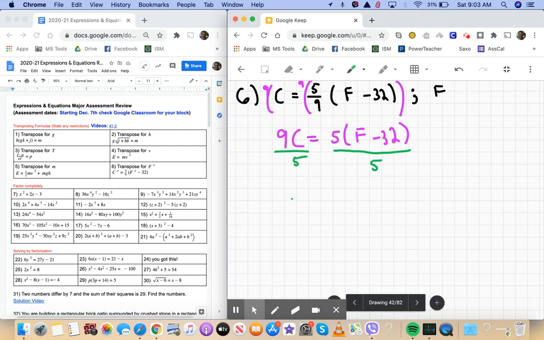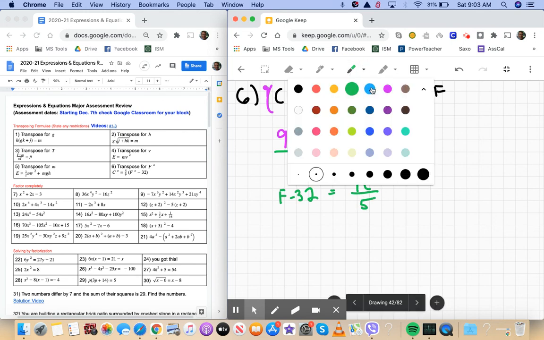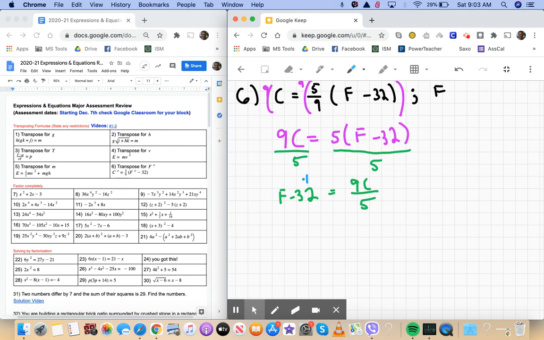So we have, let's just reflect that as well. So f minus 32 is equal to 9c over 5. And then I'm going to obviously add 32. That's a pretty simple step there. So add 32 to both sides. So f is equal to 9c over 5, or we could say 9/5 c plus 32.